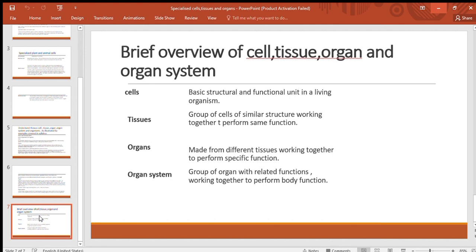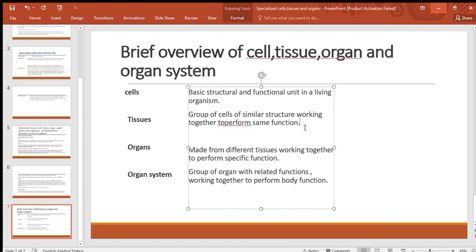Here you can see on the screen: cells, the basic structural and functional unit in a living organism. Tissues, groups of cells of similar structure working together to perform the same function. Organs, made from different tissues working together to perform a specific function. Organ system, a group of organs with related functions working together to perform body functions.